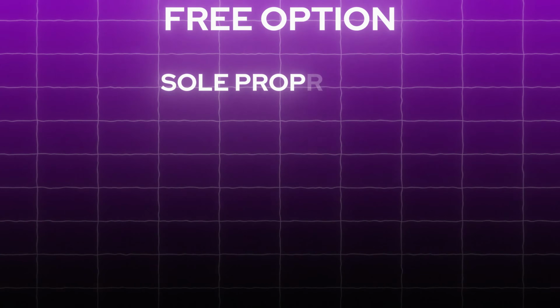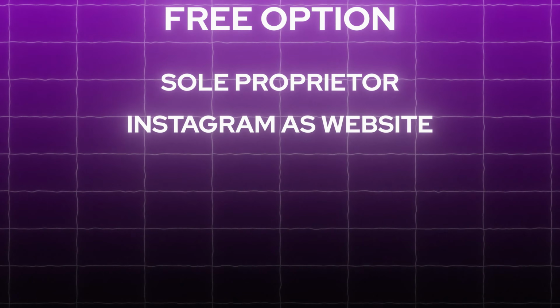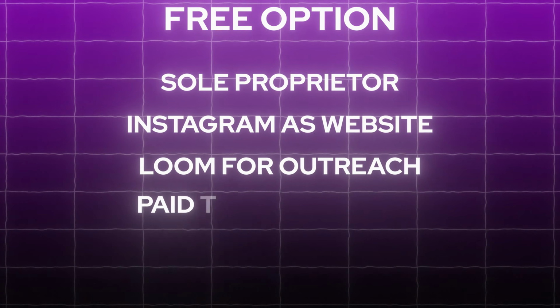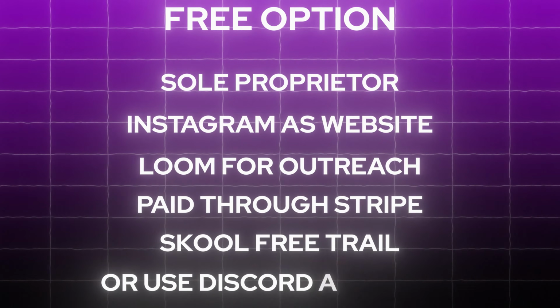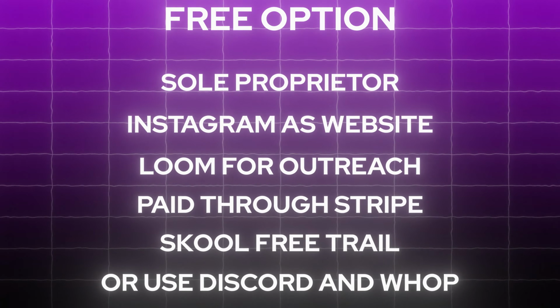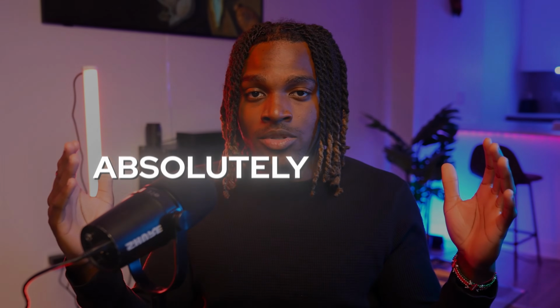So now you've done everything to become a growth operator: outreach to clients, get paid, and actually build the community and fulfill on the service that you're promising. Let's recap and take a look at the cost associated with this. So let's say you start off as a sole proprietor, use Instagram as your website, and use Loom for outreach on Instagram and emails, get paid through Stripe, and use the School free trial, or get the creator to pay for the School, or run your community through Discord and WAP. The grand total for this is absolutely nothing.